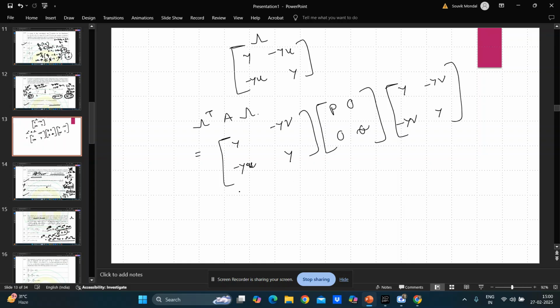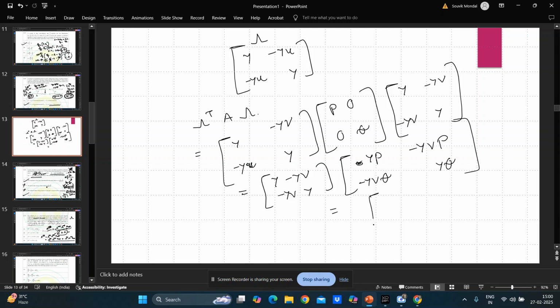Okay, we have to do this matrix operation. Gamma, minus gamma v, minus gamma v, gamma. Your P0 into this is equal to gamma P. This is gamma vP. This is gamma vQ. And this is gamma Q. Now again do the matrix calculation. So it is gamma square P plus gamma square vQ.